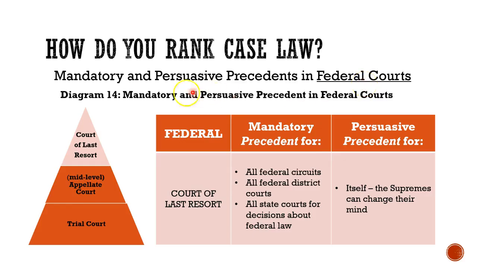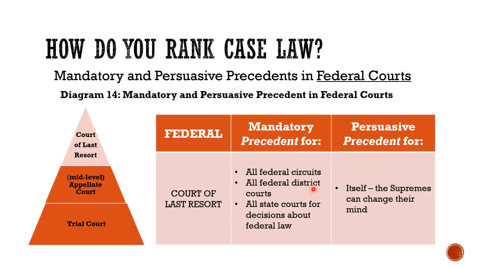Federal courts, same thing, mandatory and persuasive precedents. The court of last resort would be a mandatory precedent in the federal system for all federal circuits. So if something is coming from the court of last resort, the United States Supreme Court, all federal circuits have to follow it and all federal district courts have to follow it. This is the supreme law of the land, which means it applies everywhere and that's back to Marbury versus Madison from Chapter 3. It's also mandatory precedent for all state courts for decisions about federal law. So keep in mind, federal versus state.